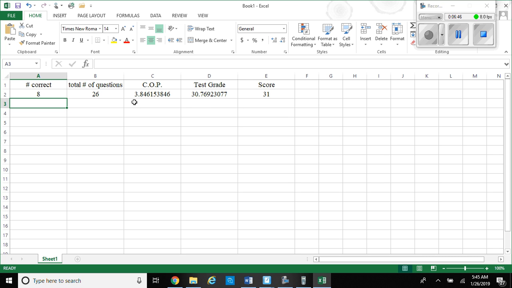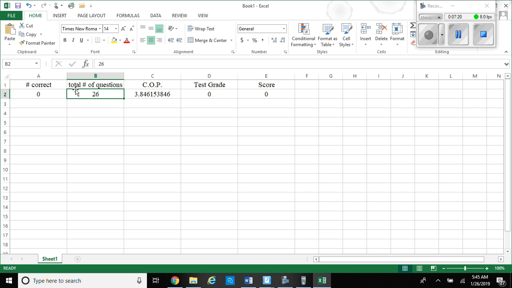But did you notice that the constant of proportionality, or the number of points on this test, did not change? So it's still going to be worth 3.8 points per question. So the constant of proportionality points for each of the 26 questions remains the same. So that won't change unless we change the total number of questions. So this is very useful when you have a test. So if we had 0 correct, of course you would get a 0.